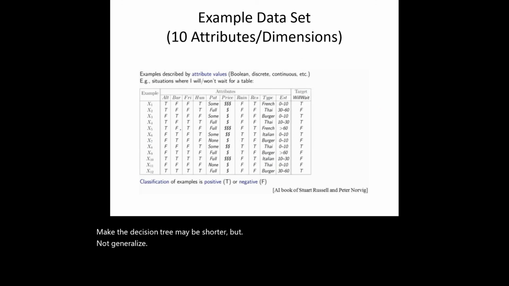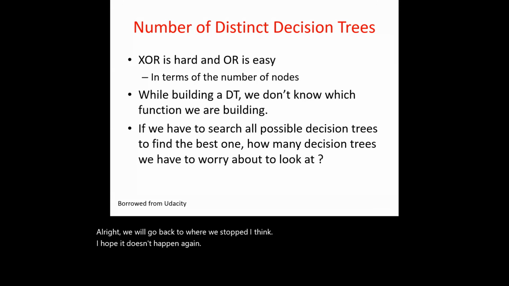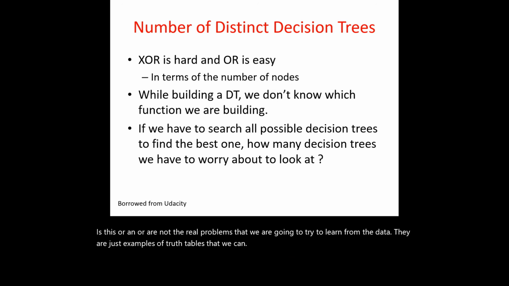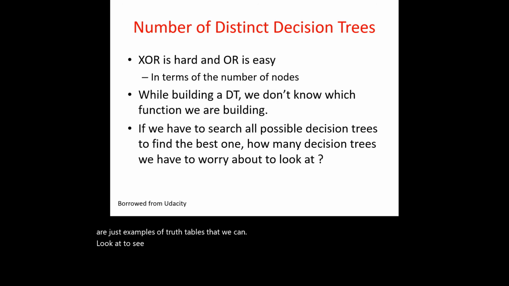The example data looks like this. So we have 12 examples. The target variable is will wait, and true is represented by green dot. The thing is that XOR and OR are not the real problems that we are going to try to learn from the data. They are just examples of truth tables that we can look at to see how a decision tree can be represented if everything is binary.